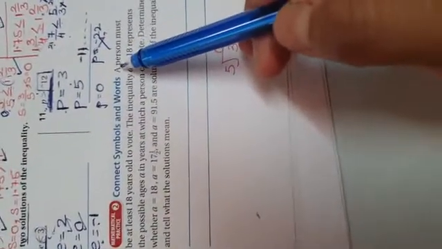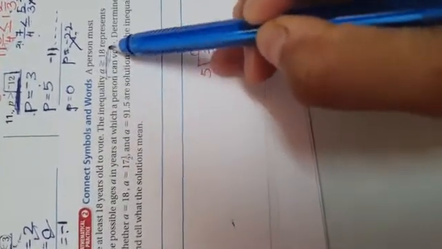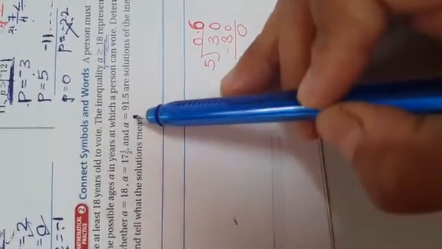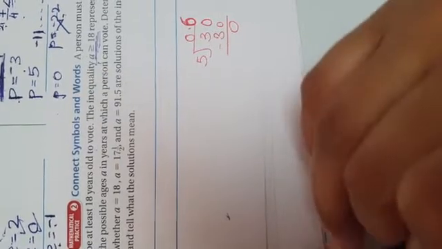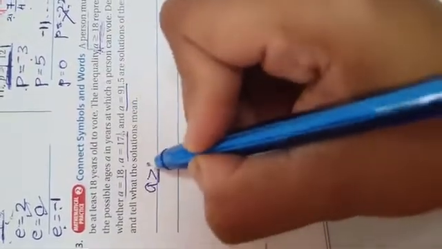Again, your favorite problem solving. Let me read it for you. A person must be at least 18 years old to vote. This is the inequality. Determine whether A equals 18, A equals 17 and a half, A equals 91.5 are solutions of the inequality. So we have to say which of these three numbers can be a solution for this inequality. First let's write down the inequality. Now you girls tell me which ones are solutions.